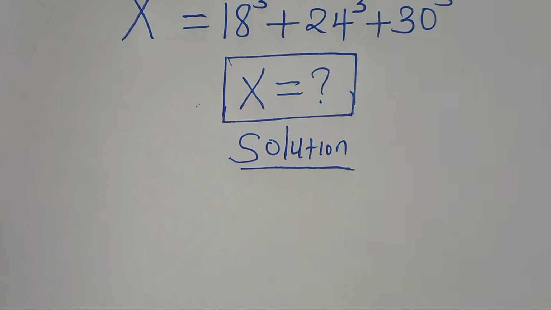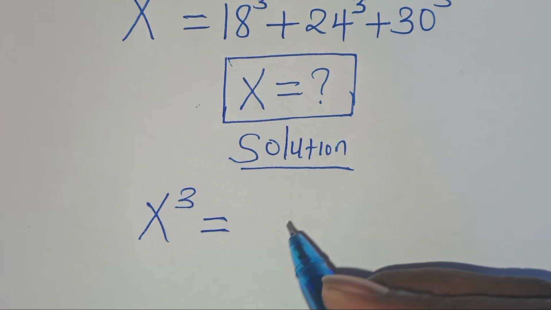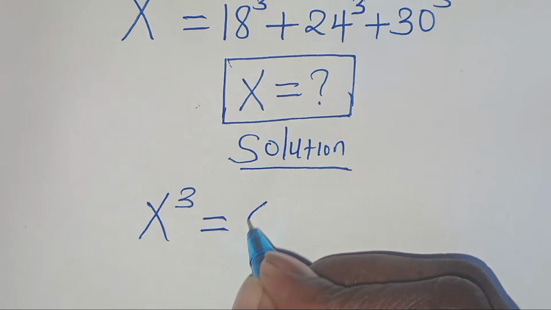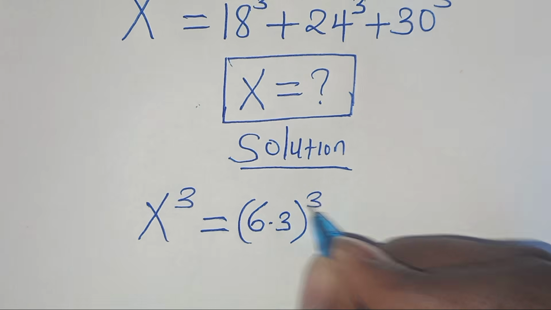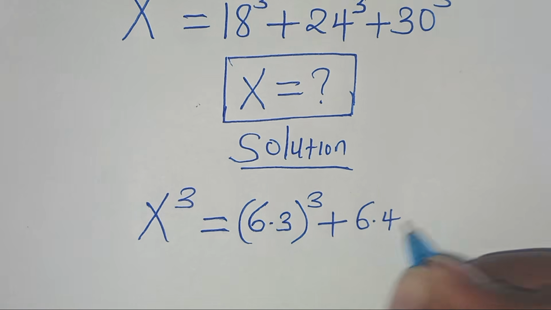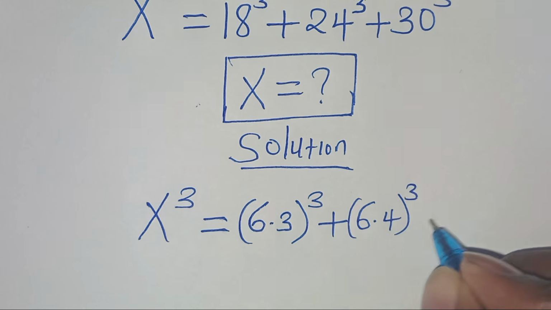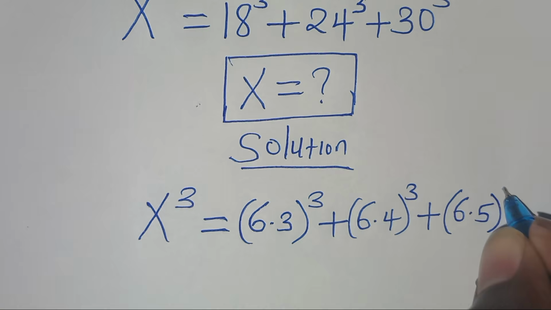So we have x to the power of 3 equal to 18 to the power of 3. We can express 18 as 6 times 3 raised to the power of 3, then plus 24, which is 6 times 4 raised to the power of 3, then plus 30, which is 6 times 5 raised to the power of 3.